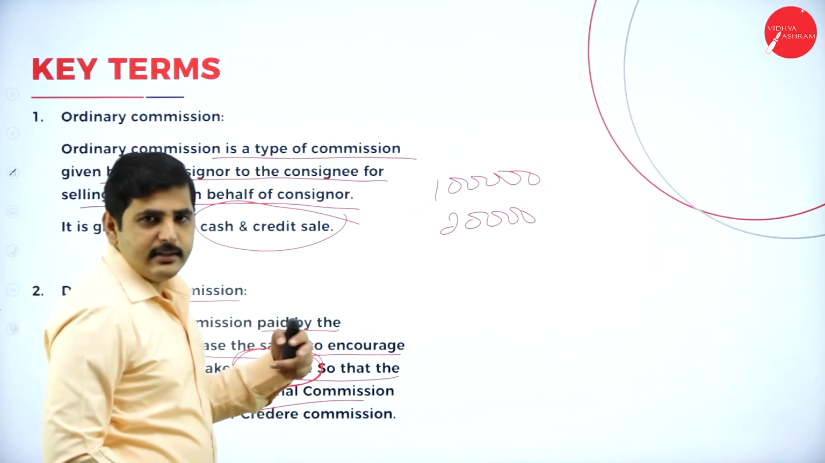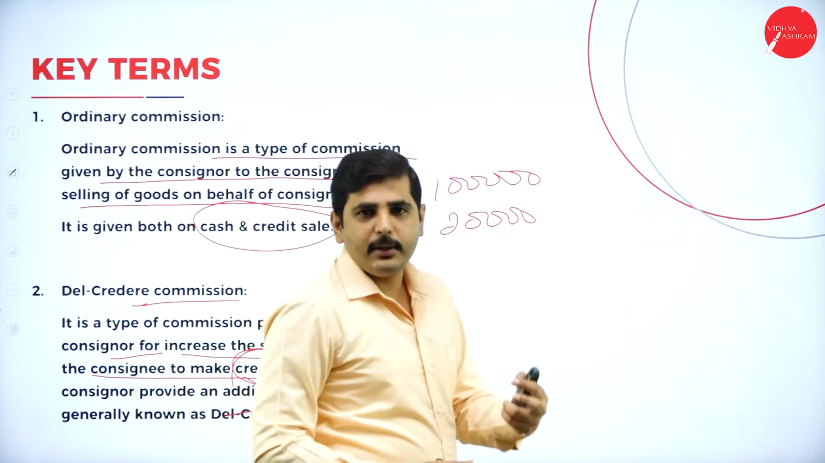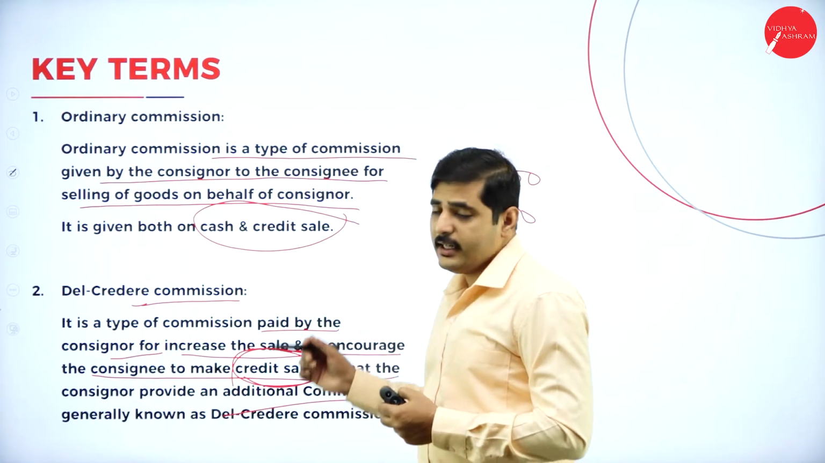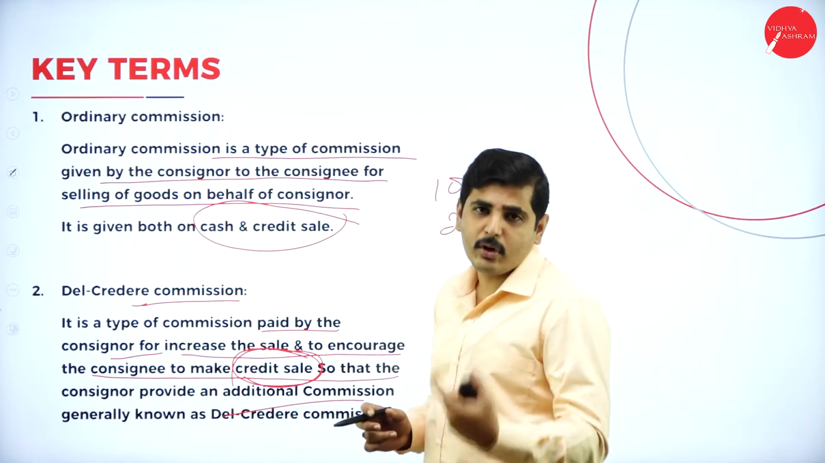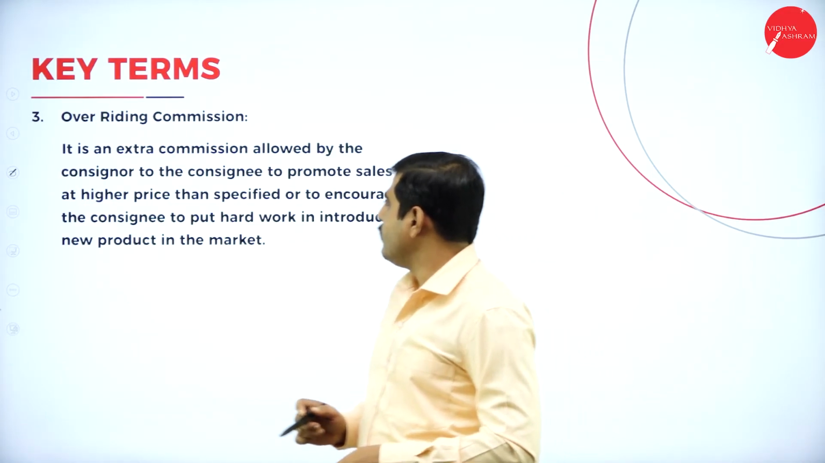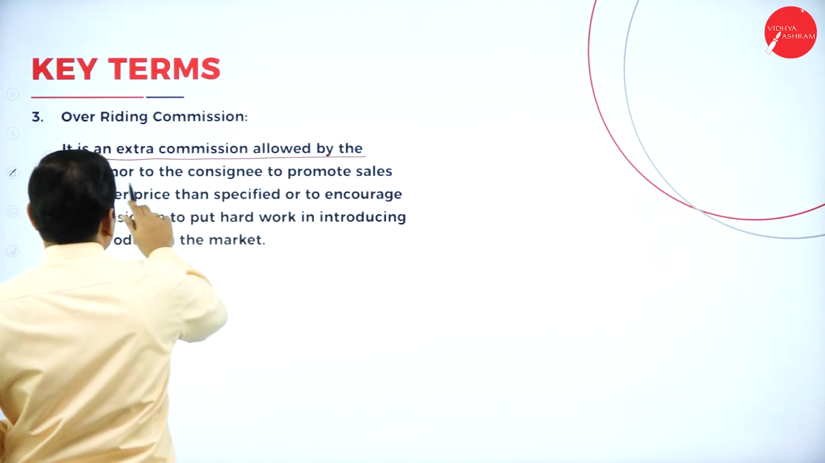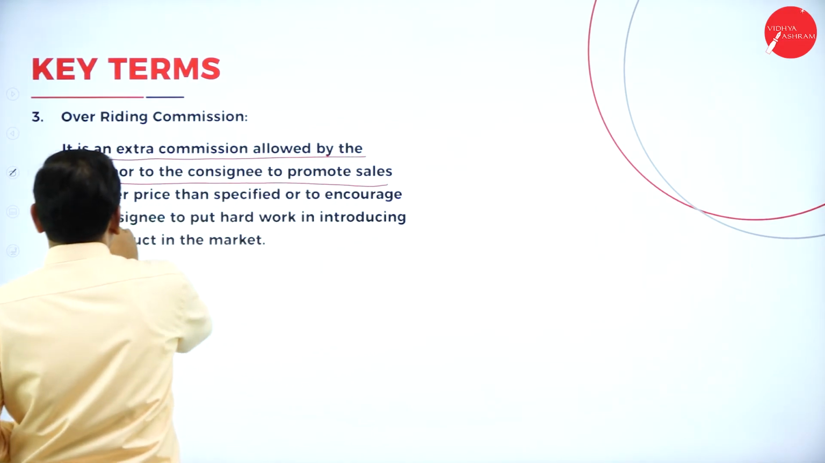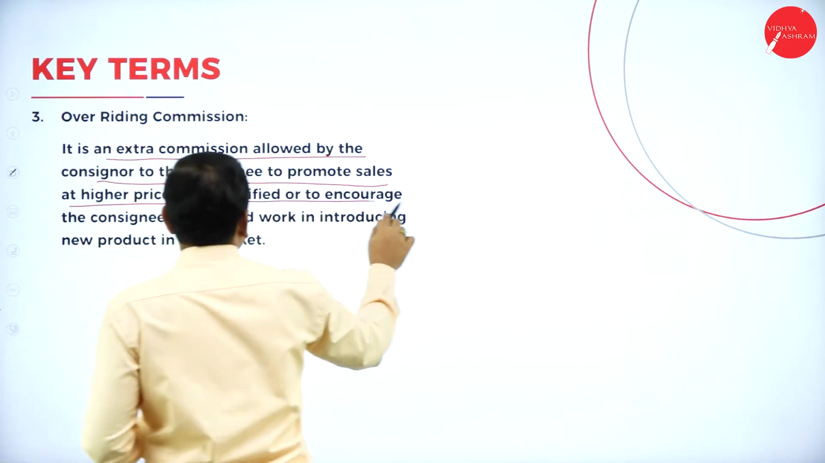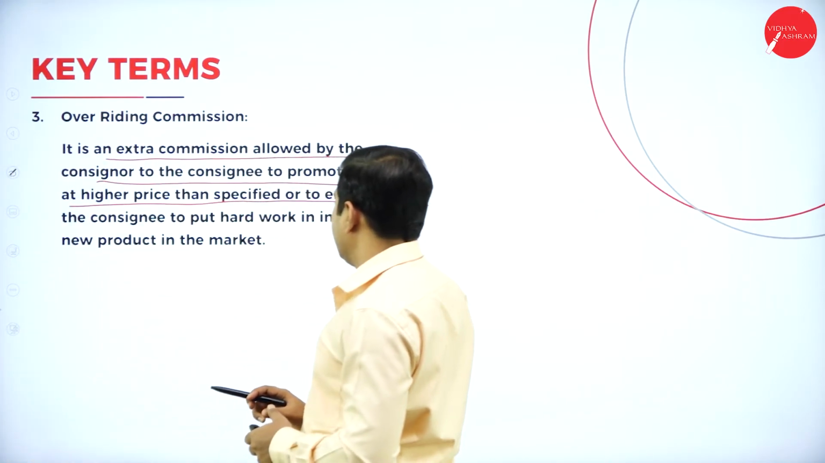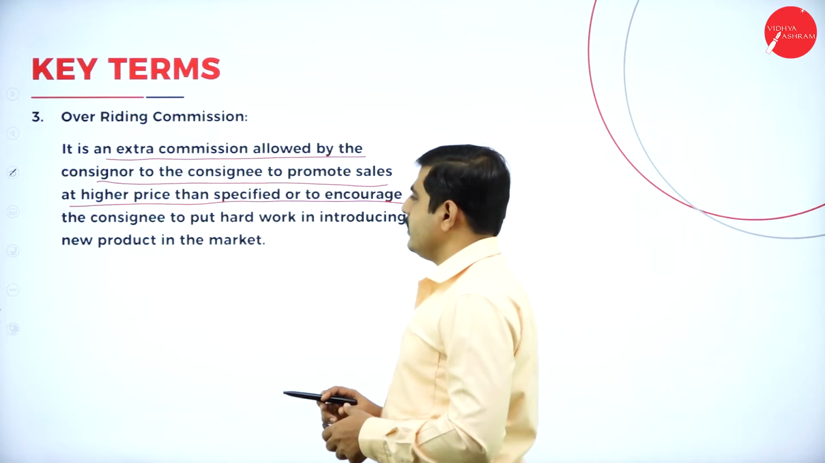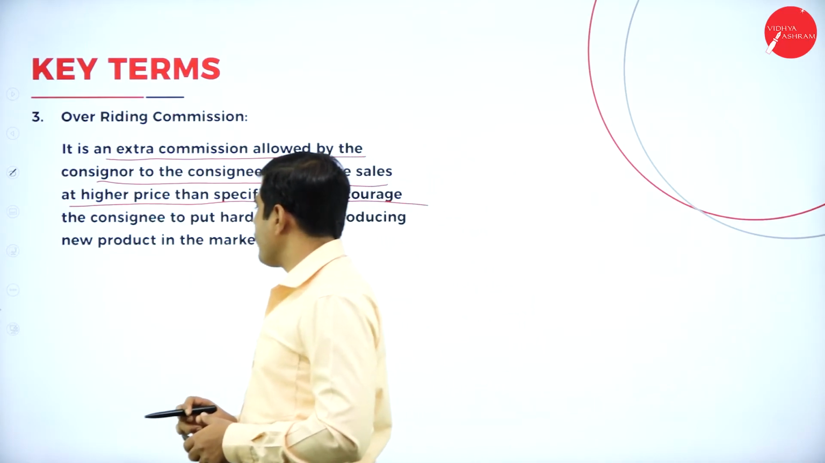The more credit sales the consignee makes, the more commission he will get. Next one, overriding commission is an extra commission allowed by the consignor to the consignee to promote sales at a higher price than specified, or to encourage the consignee to work hard in introducing new products in the market.